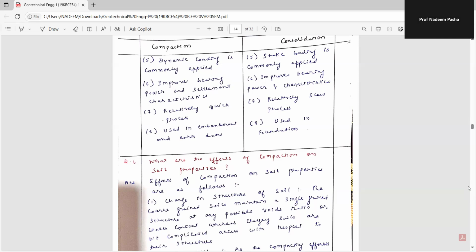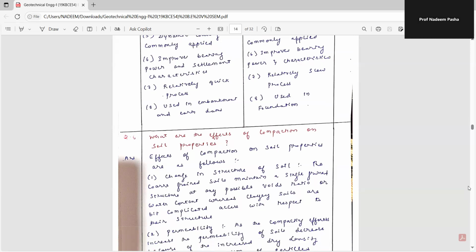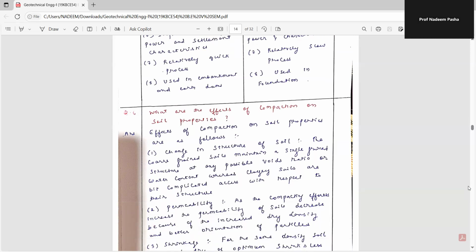What are the effects of compaction on the soil properties? Next question. The effects of compaction on the soil properties are, number one, change in structure of soil. What is happening due to compaction? There is a change in the structure of soil. The coarse grain soil maintains a single grain structure at any possible void ratio or water content, whereas clay soils are a bit complicated with respect to their structure.